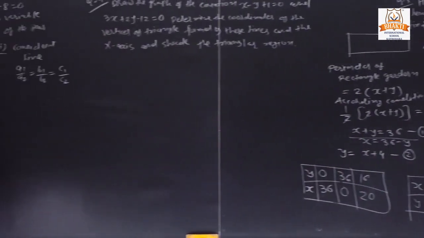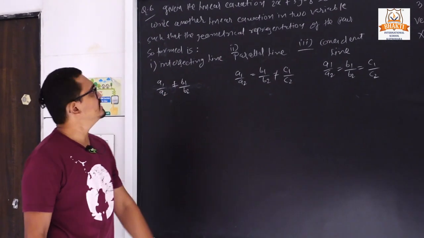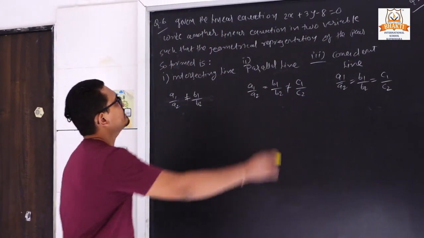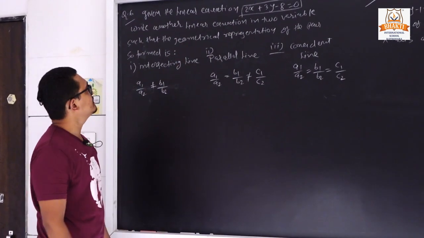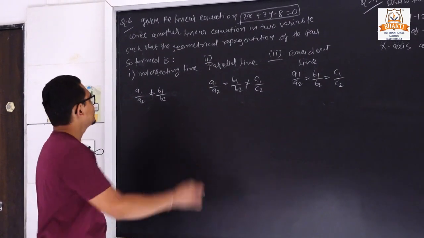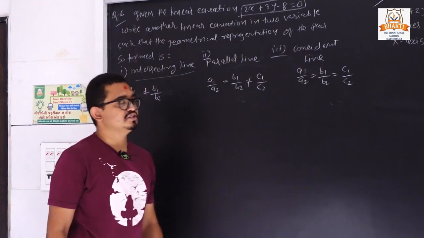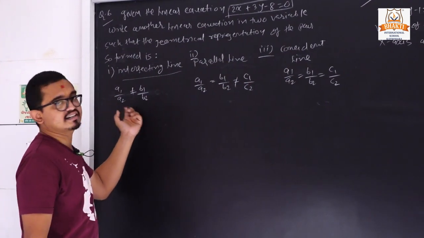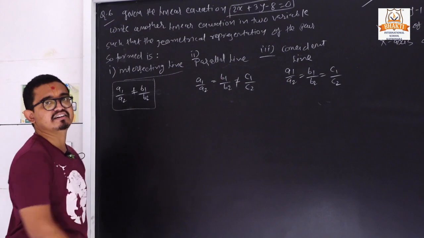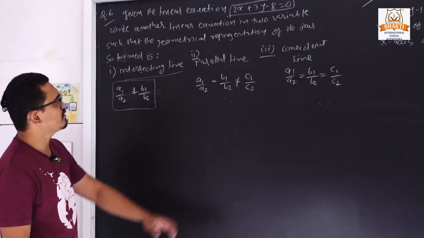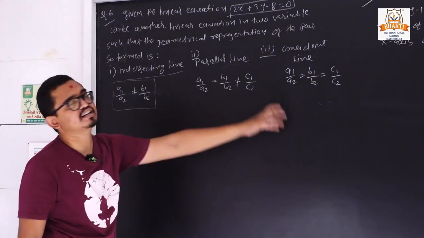Now question number 6. In question number 6, see that one linear equation is given, and we need to write another equation which satisfies our condition: intersecting line, parallel line and coincident line. We also need to remember the condition for an intersecting line. Clear? The condition for an intersecting line is a1 upon a2 is not equal to b1 upon b2, and likewise for parallel and for coincident. From that chart we can directly write down its condition.